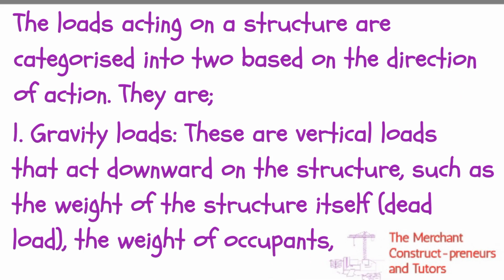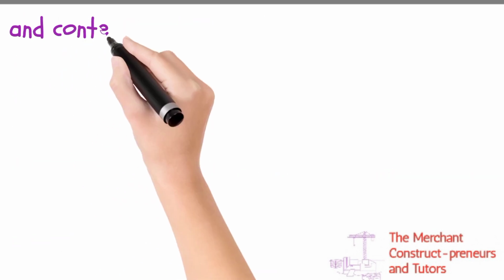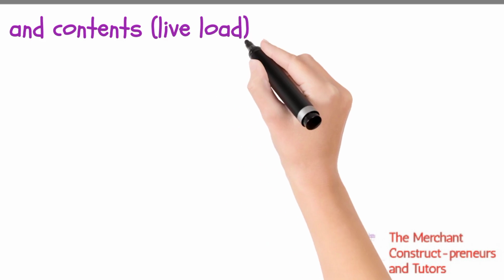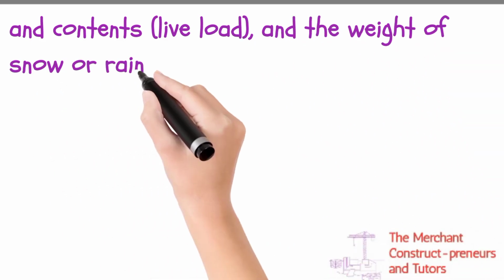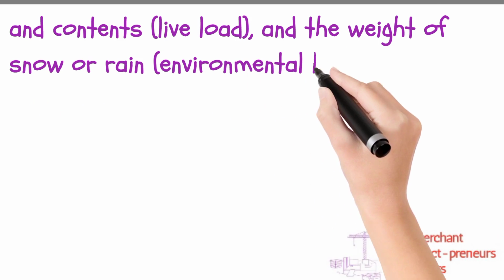Now the second one is the lateral loads. These are horizontal loads that act on the structure from the side. They are not acting on it vertically, they act on the side, as external loads. They are the wind loads and the earthquake forces.